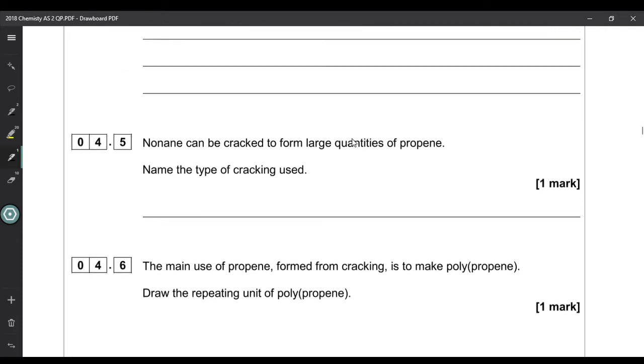Nonane can be cracked to form large quantities of propene. Name the type of cracking used. So obviously we're cracking it through heat, so it is thermal cracking.